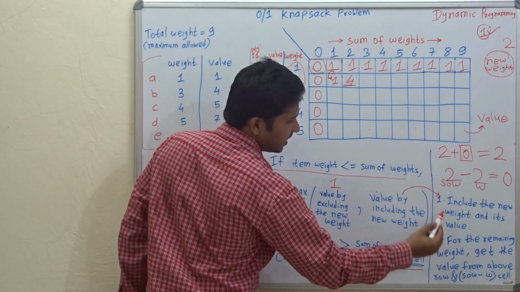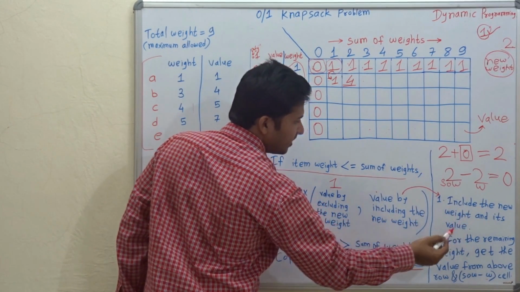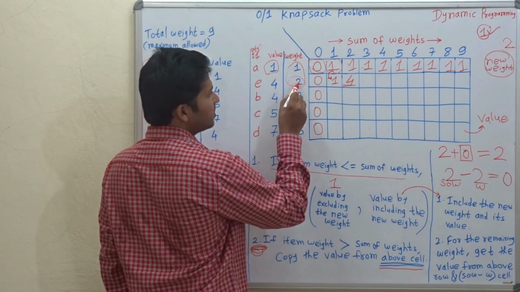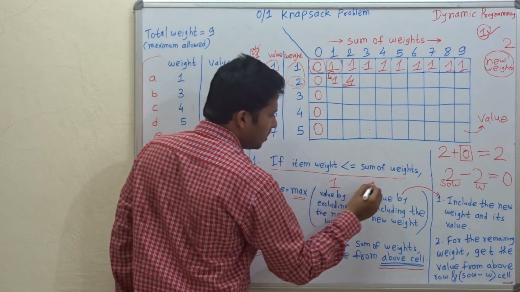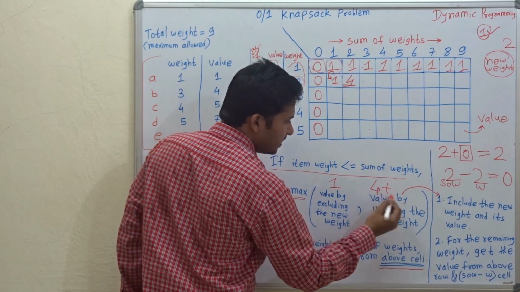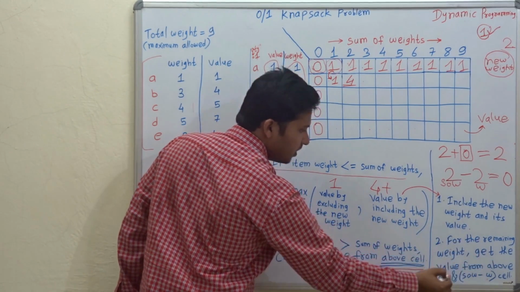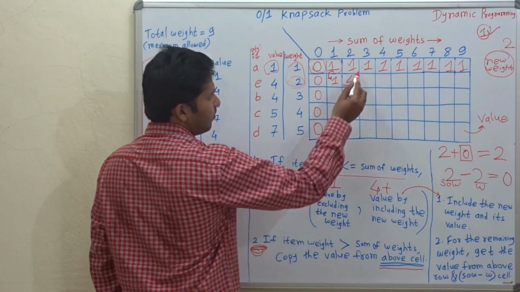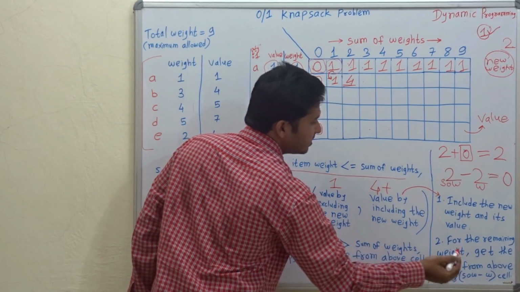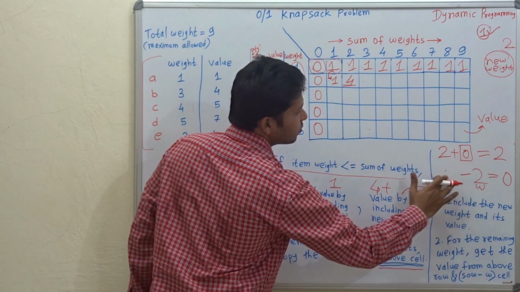So what are the two steps? One is include the new weight and its value. So include this new weight and its value. The value is 4, plus the second step, for the remaining weight, get the value from the above row and SOW minus W cell. So what is SOW here?